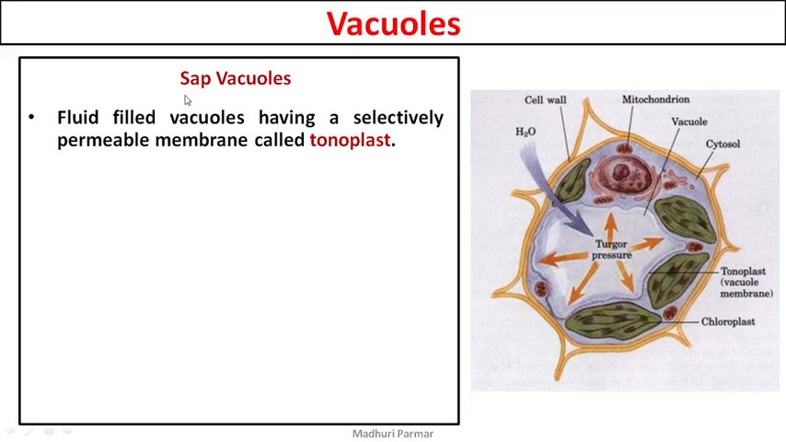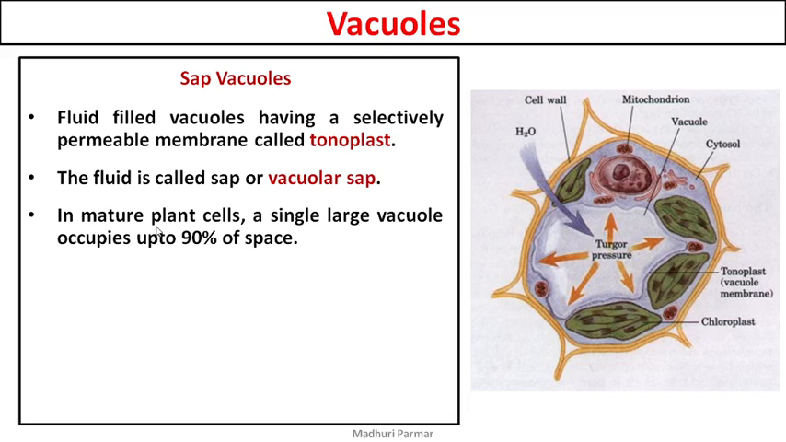Sap means fluid, it is a sort of fluid. So sap vacuoles are fluid-filled vacuoles having selectively permeable membrane called tonoplast. These vacuoles have a single membrane, but that membrane will have a lot of different channel and carrier proteins, which will allow only specific things to enter the vacuole. So they are selectively permeable, and that membrane is called tonoplast, the vacuolar membrane. The fluid is called sap or vacuolar sap. In mature plant cell, a large single vacuole occupies 90% of the space.